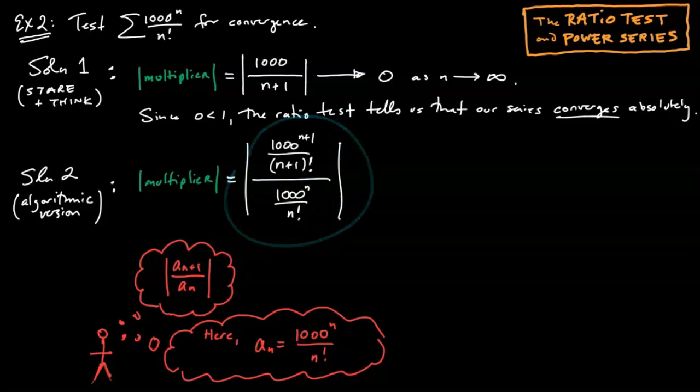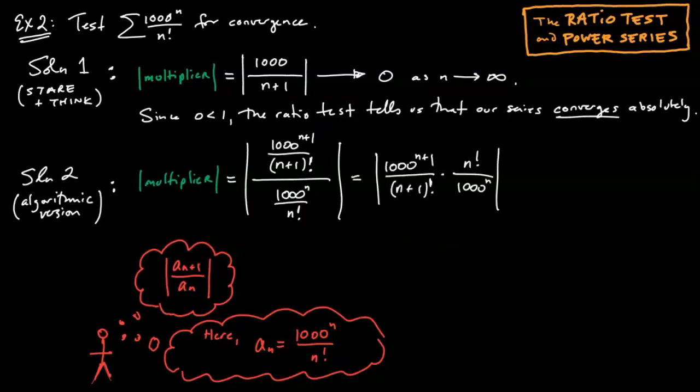All right, let's clean this up a little bit. We're going to invert and multiply and simplify what we have there. We have n copies of 1,000 downstairs and n plus 1 upstairs. So that means we're left with one copy of 1,000 upstairs. And here we have n factorial upstairs and n plus 1 factorial downstairs.